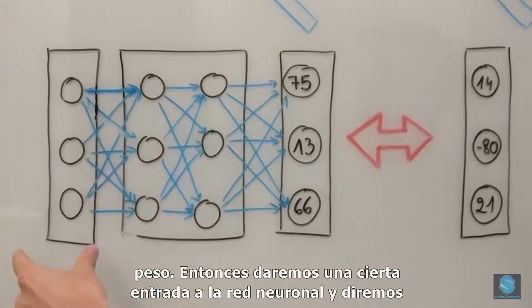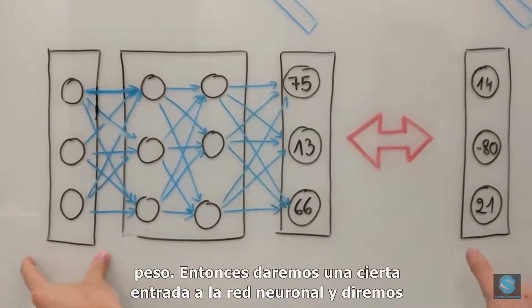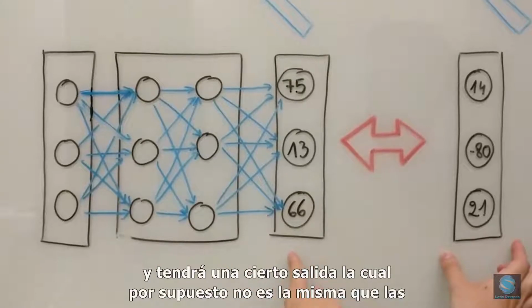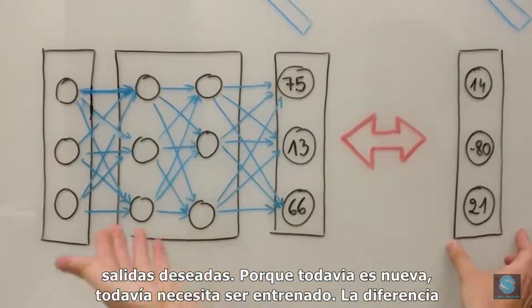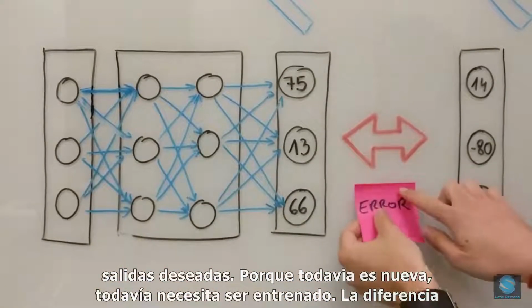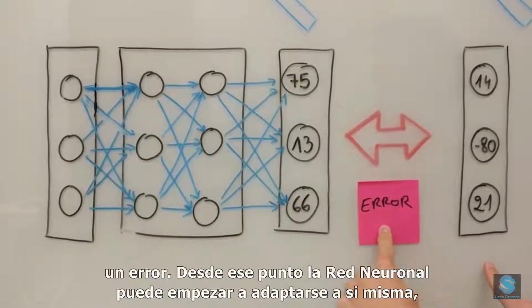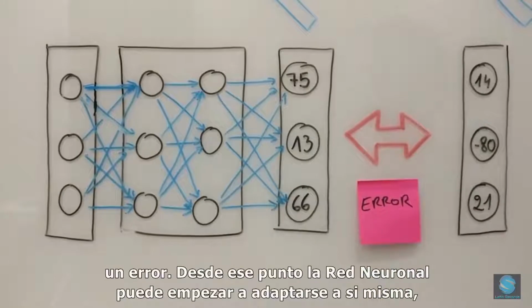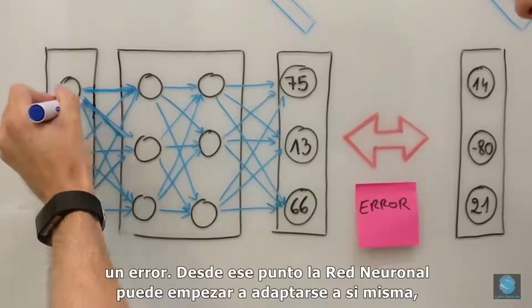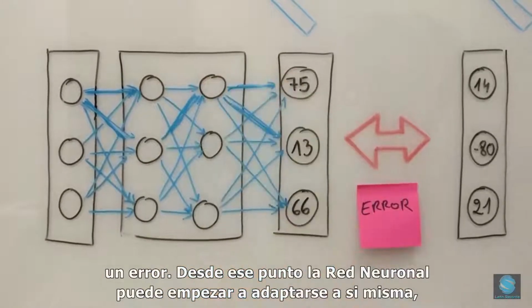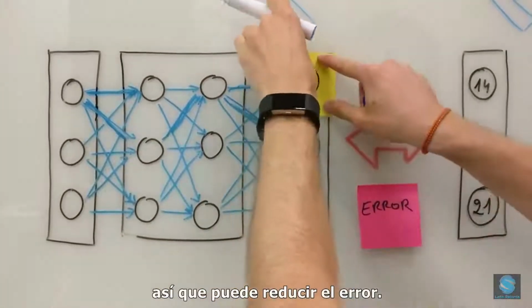So we will give a certain input to the neural network, and we will say what the desired output is. Then we will let the neural network do its thing, and it will come up with a certain output, which is of course not the same as the desired output, because it's still young, it still needs to be trained. The difference between that we call the error. We also tell the neural network that there is an error. And from that point, the neural network can start adapting itself so that it can make the error smaller.